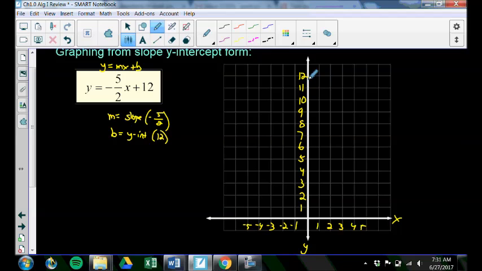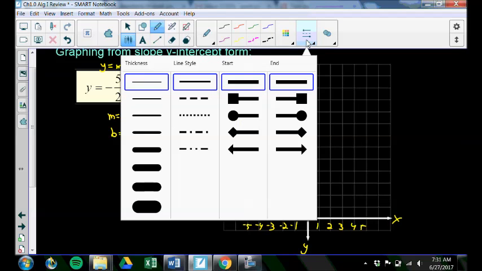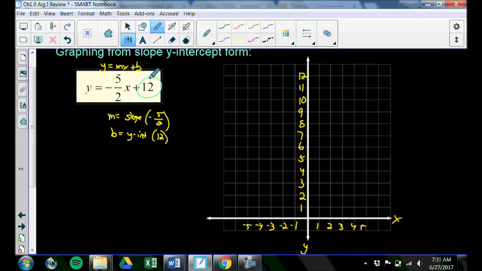Now, when I'm graphing, this is in slope-intercept form, as I said before. I want to start with the y-intercept. The y-intercept was 12, so I'm going to put a point at 0, 12. That is the y-intercept. If you're in slope-intercept form, it always comes from this number out here. Now, the slope is negative 5 over 2. This means I'm going to go down 5 and right 2. I can do that from any point that I want, any point that I have on the graph. Right now, the only point that I have is the point 0, 12.